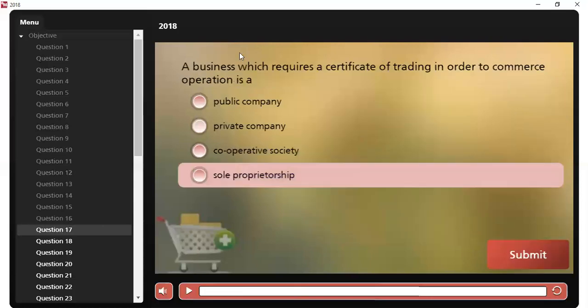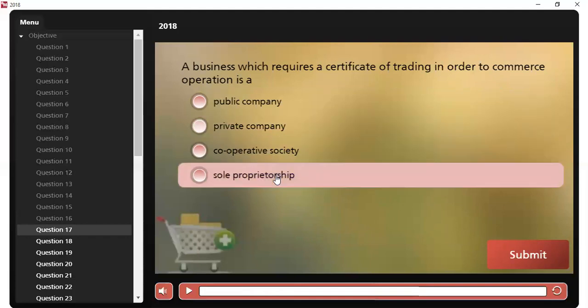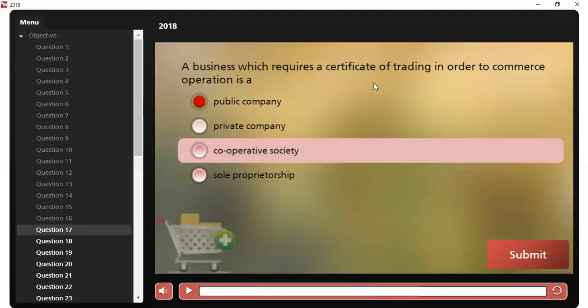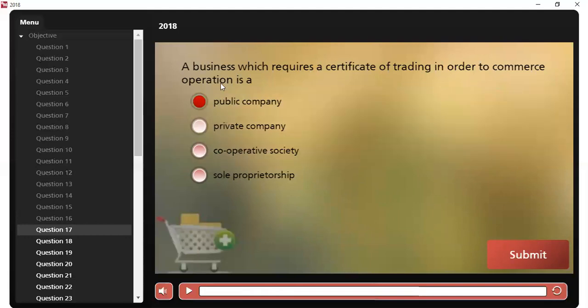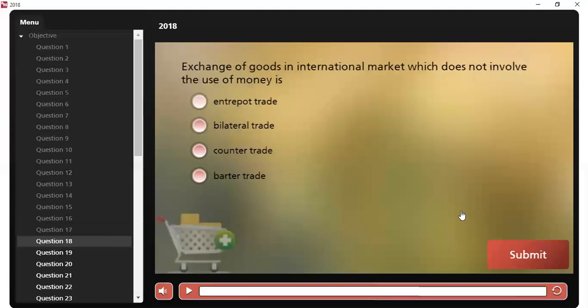A business which requires a certificate of trading in order to commence operation, is it a public company? Is it a private company, cooperative society, or sole proprietorship? Any business which requires a certificate of trading in order to commence operation is a public company. All right. Exchange of goods in the international market which does not involve the use of money is bilateral trade, which is B.